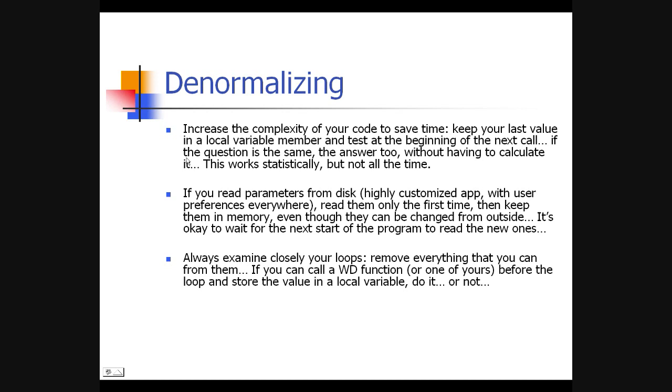So if you have to call a WinDev function or one of yours, look closely. Can you call it before the loop and store the value in a variable and use that value from the variable inside the loop? Because if the result of that function doesn't change during the life of your loop, then it's much faster to store the value and use it from the variable than to call the method each time. Well, at least it's supposed to be faster. We'll see about that later.